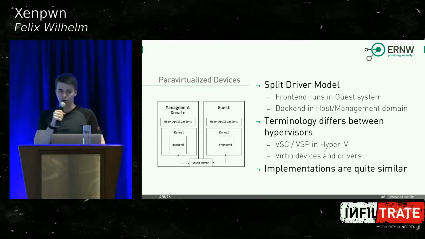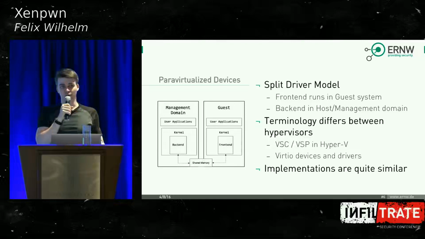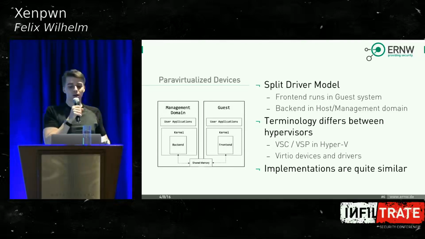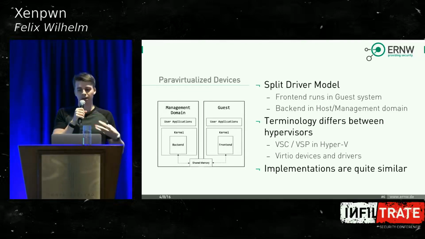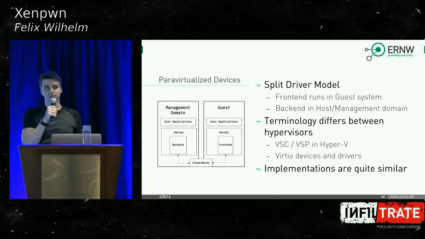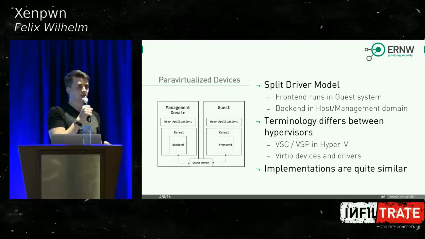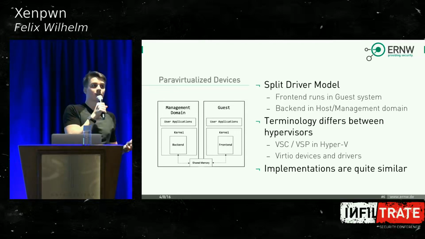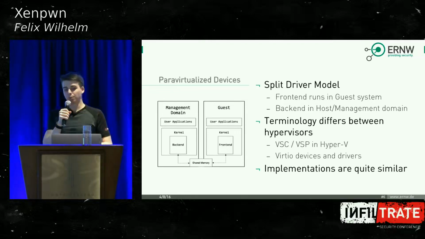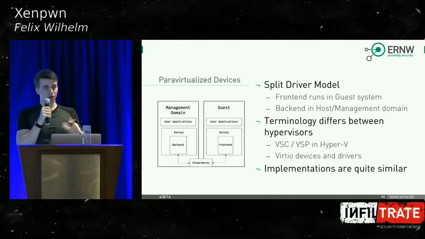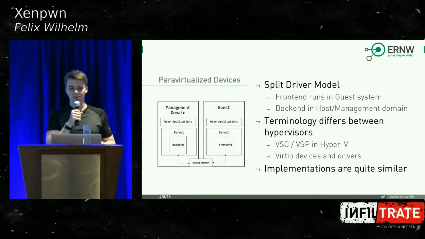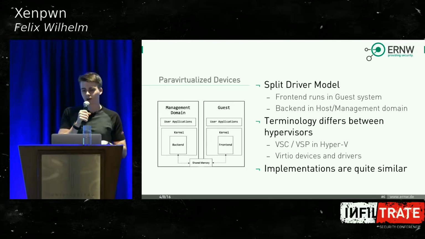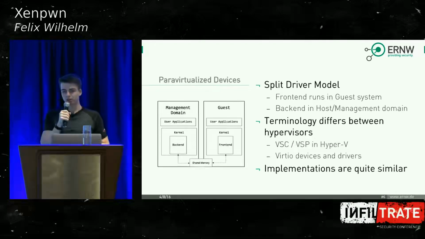On Xen it would be running in dom0, so in the management domain. And so they name these components differently. Front-end and back-end is the Xen terminology, but you also have the virtualization service clients and virtualization service providers in Hyper-V, and you have virtio devices and drivers for KVM and also for VirtualBox nowadays. But if you actually look at how they are implemented, these implementations are quite similar.